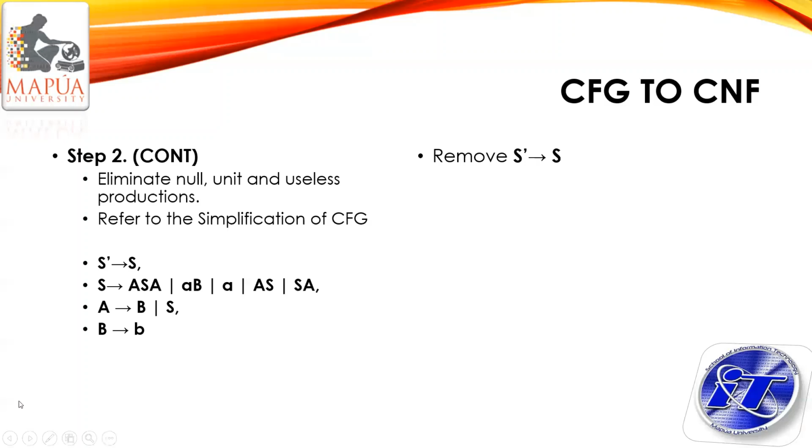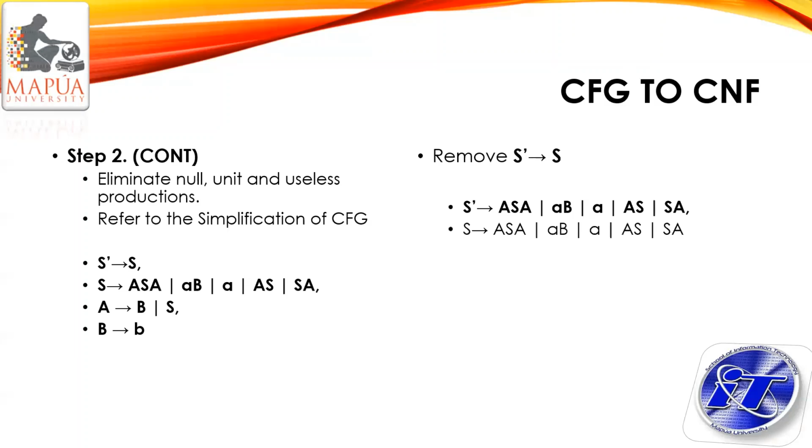Okay, so now let's move on with S maps to S. So we're in. S will be removed in this production rule and substituted by ASA, AB, A, AS, SA. Okay, so the result for the first production rule will be this. Okay, and then just copy the second, third, and fourth.